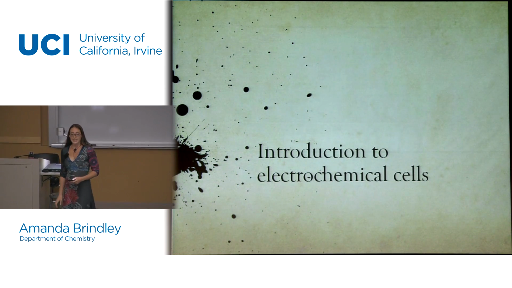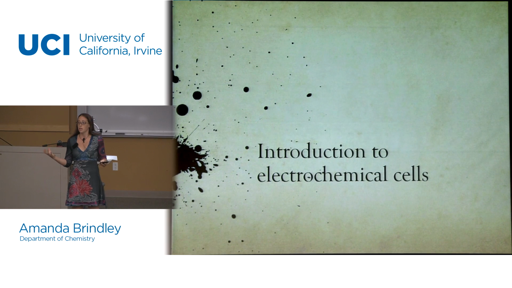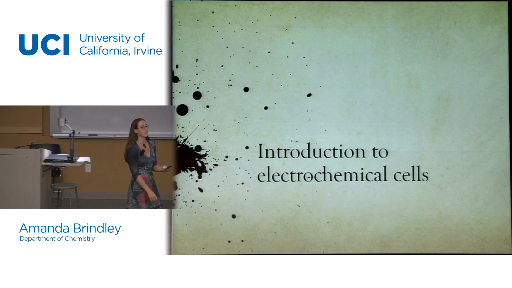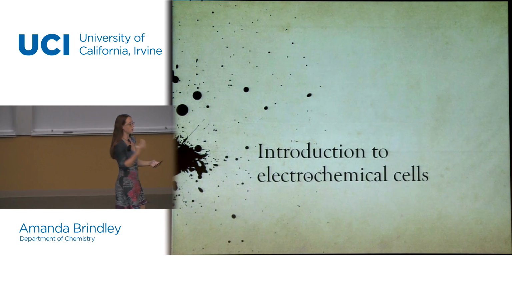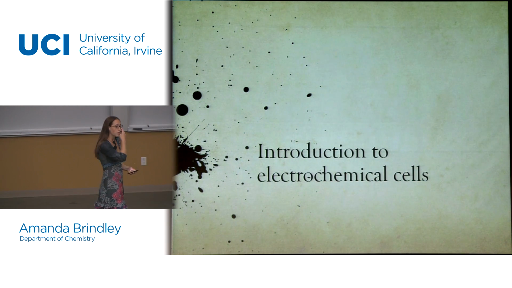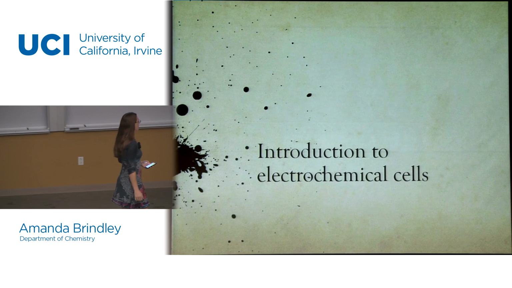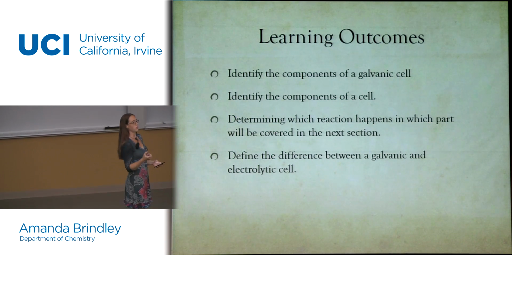All right, now we're going to actually do something with all these reactions. Now we know what they are, we know how to balance them, we know how to work with them, we know we have to have one that's oxidized, we know we have to have one that's reduced. Now we're going to actually figure out what we can do with them. And the first one is going to be electrochemical cells.